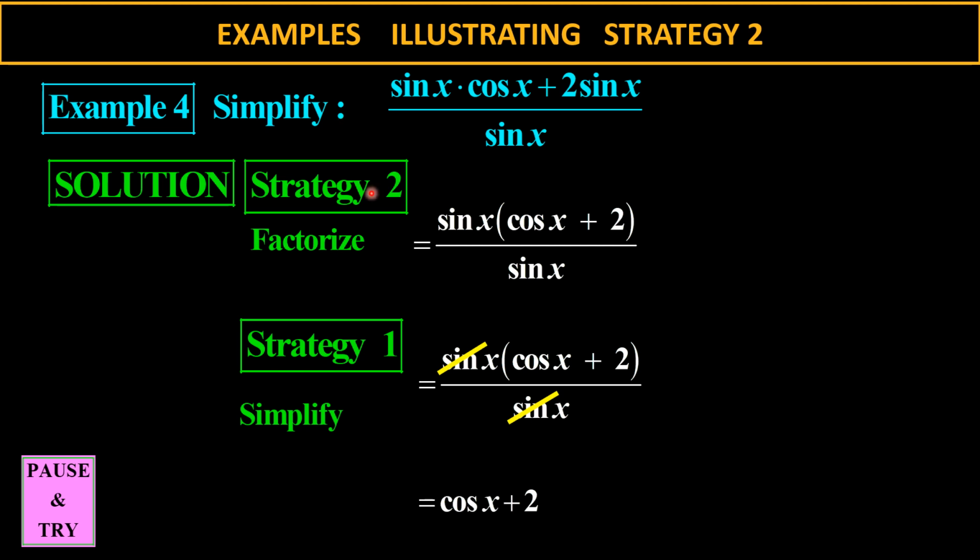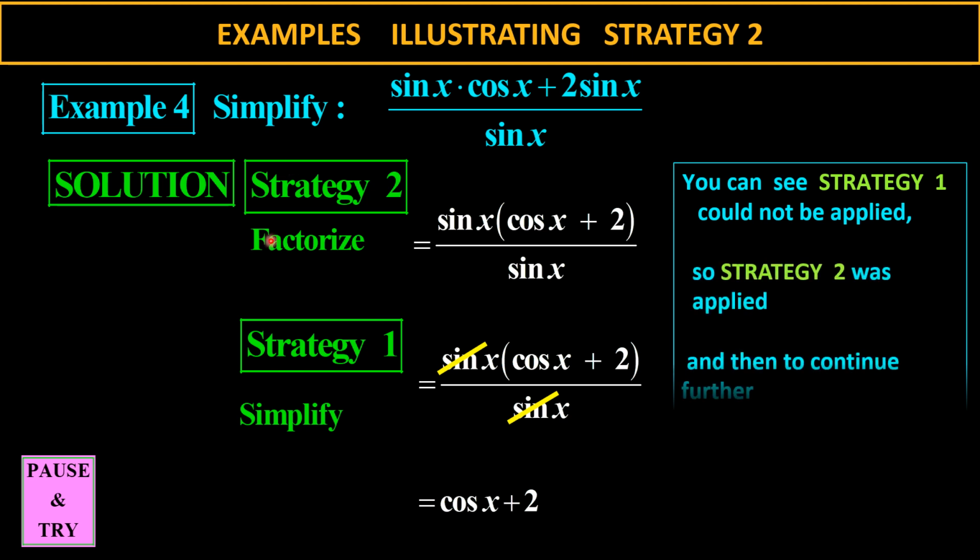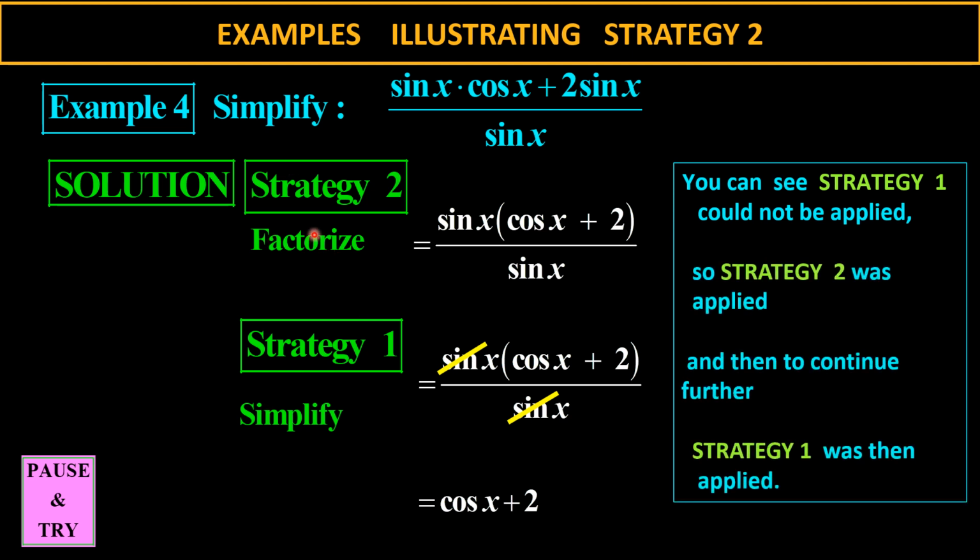Right? So always after strategy 2, you go back to strategy 1. Don't go to strategy 3. Always see whether you can simplify. Whenever you do something, ask: can I simplify? And remember, there are many techniques of simplifying.